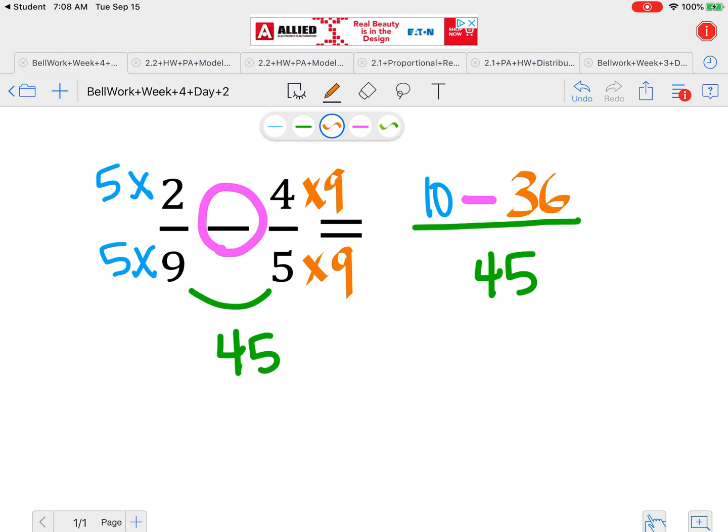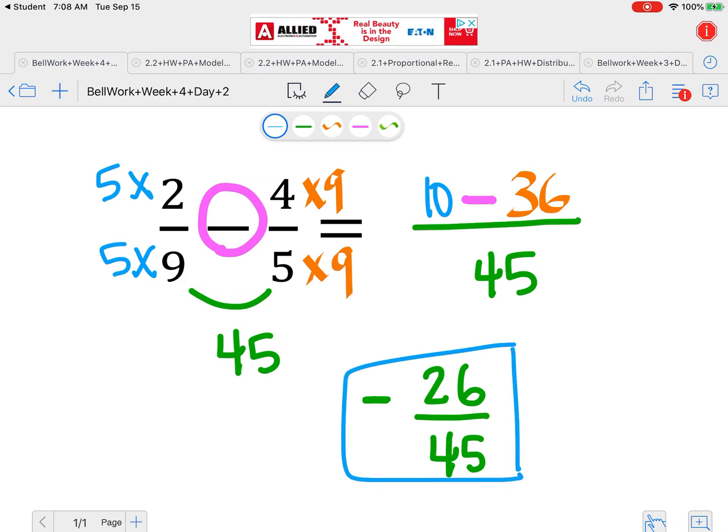Now, this question has a small number subtracting a big number. That means the answer is going to end up being negative. I know the bottom number is 45. I know the top is going to be a negative number because I'm subtracting a bigger amount. So 36 minus 10, oops, not 20, 26. 26 and 45, those can't go together either. So that would be your final answer.